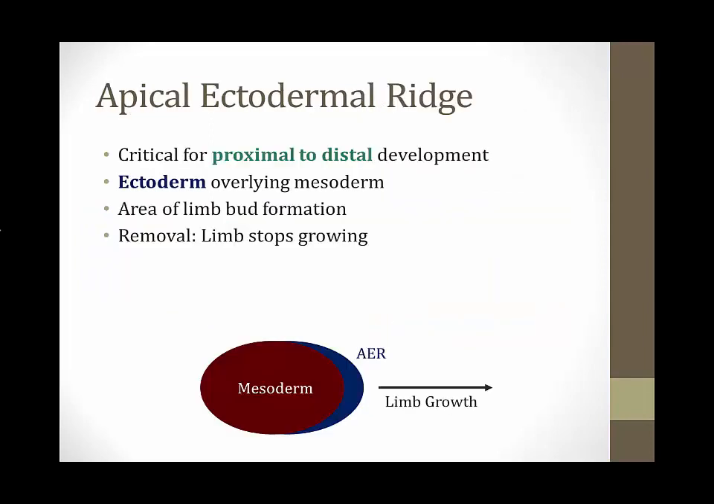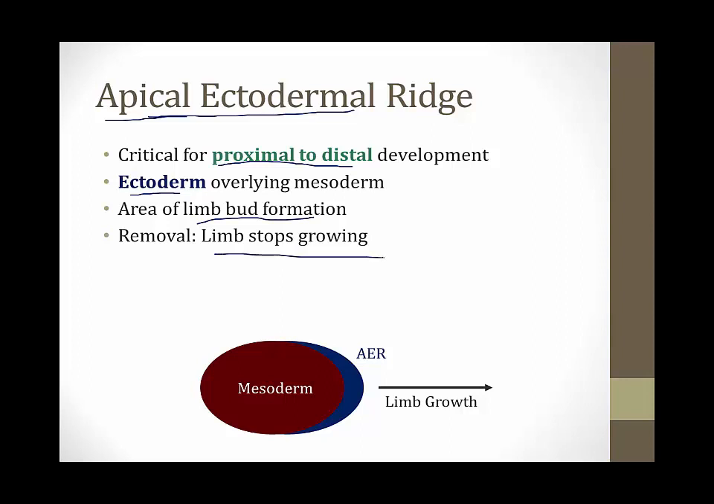So the reason I went through all those planes is because different genes are important for normal development of the limbs along the different planes. The first plane we'll discuss is the proximal to distal plane, and critical to development along this plane is a structure called the apical ectodermal ridge. And the name of the structure tells you everything you need to know about it. It's made up of ectoderm, which is overlying mesoderm, and it's apical, meaning it is at the tip of the developing limb. And this is an area of limb bud formation, and if you remove this region of the growing limb, which has been done experimentally, the limb will stop growing.